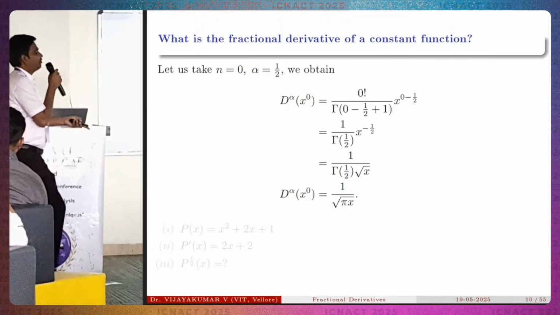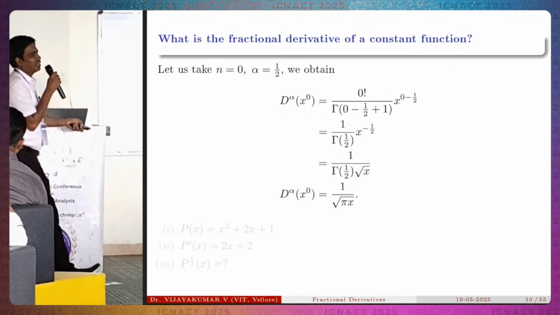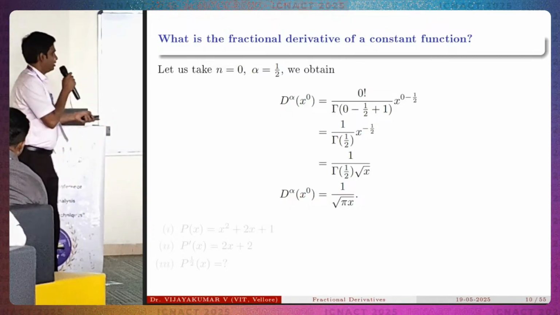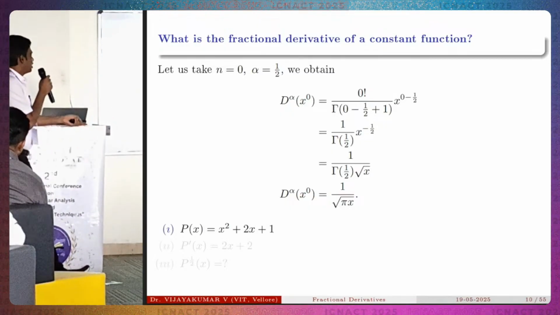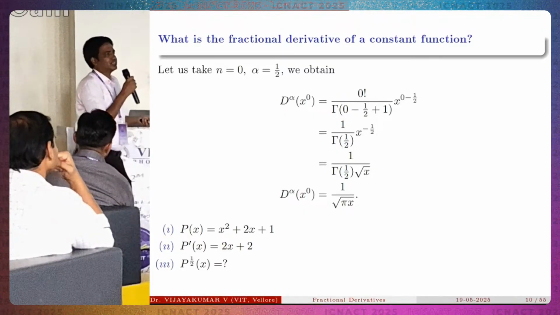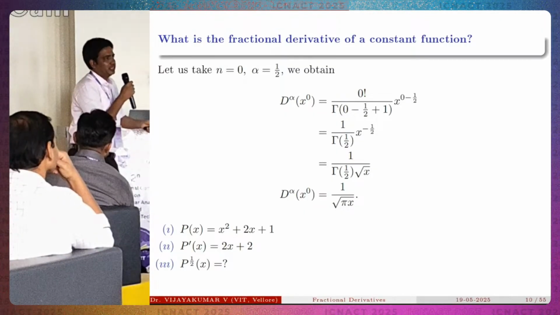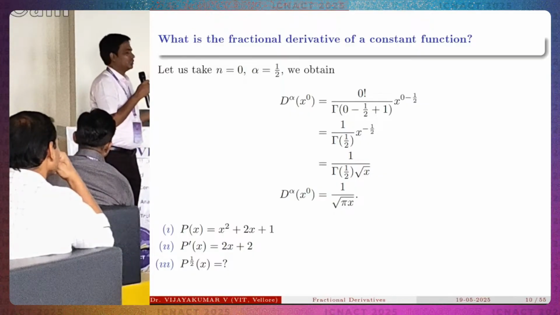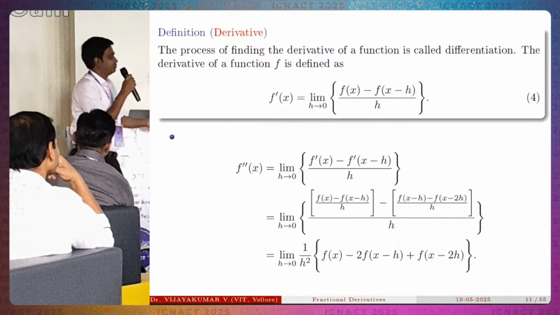If I try to find it in this general case, I'm trying with x power 0, that is a constant, and I'm not able to reach 0. I got the answer 1 by root pi x. In a similar manner, we know p of x is given as x square plus 2x plus 1. Immediately we can tell p dash of x is 2x plus 2. But what about the half derivative? We can simply conclude the constant value is always fixed.